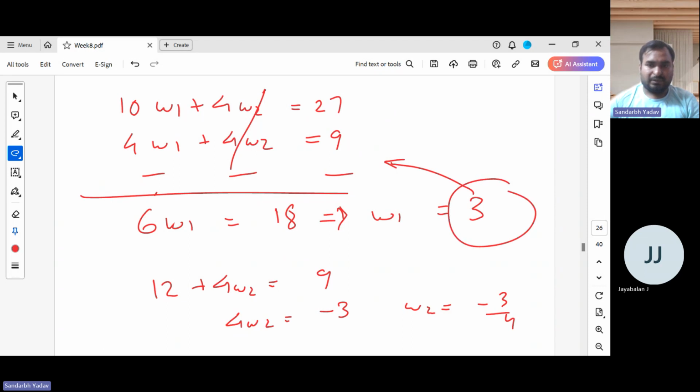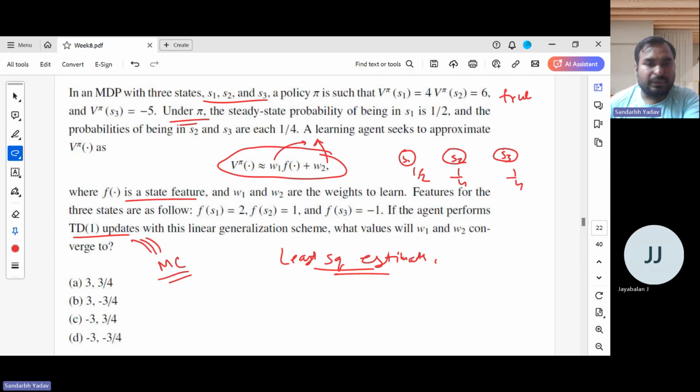So for W1 we have got 3, and for W2 we have got minus 3 by 4. So what is the option? 3 and minus 3 by 4. Okay, so this is the correct option here. I hope you got this question. If there is no doubt, I'll move to the next section, which is the demo.